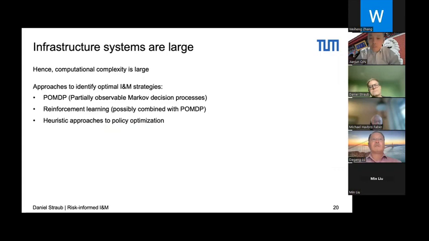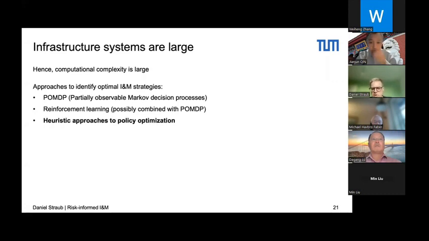So there are essentially three different types of approaches that one can use to deal with this issue. One is called partially observable Markov decision processes. The second one is reinforcement learning. And with the advent of all these machine learning techniques, this is becoming more and more popular, particularly deep reinforcement learning. And the third approach is the one I'm going to talk about today. It's possible to combine these approaches. In particular, reinforcement learning can be combined both with POMDP, but also with heuristic approaches. This is something we're also working on.